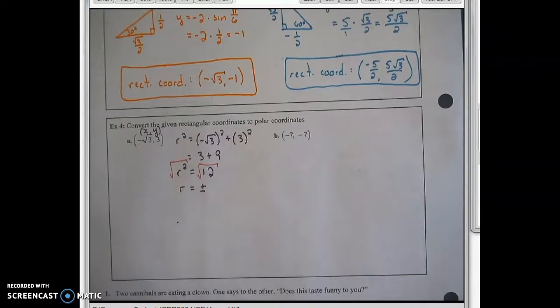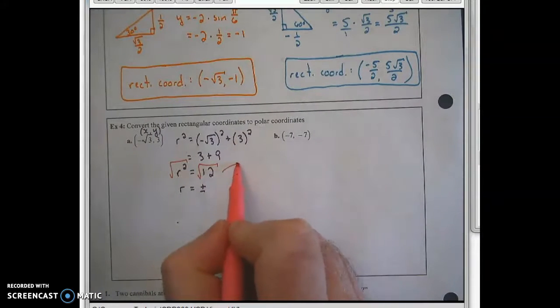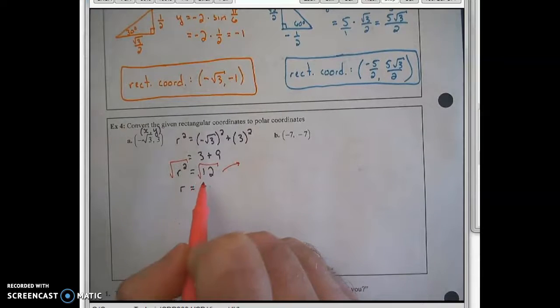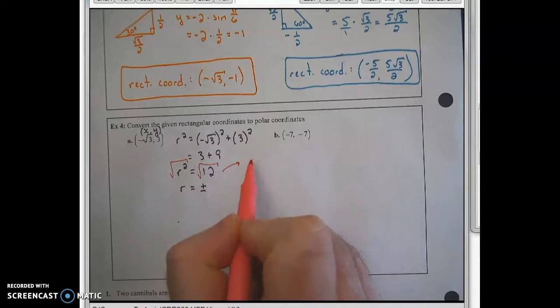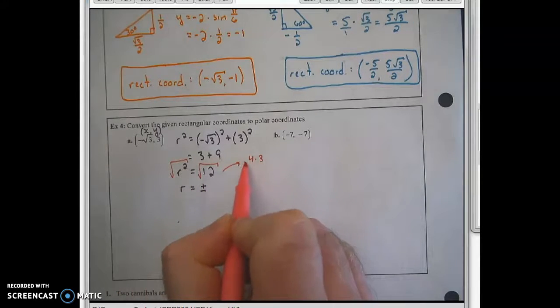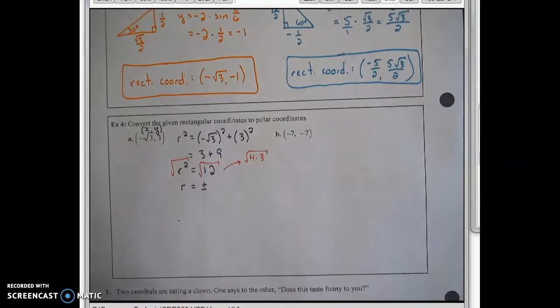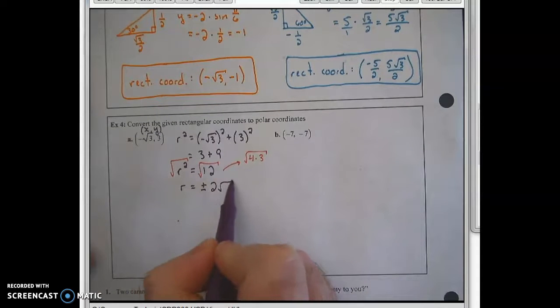Now don't forget how we handle a square root of 12. That's not a decimal. We clean that sucker up. All right, what perfect squares go into 12? 4 times 3, obviously. So the 4 gets to escape, becomes a 2. This 3 is left inside.